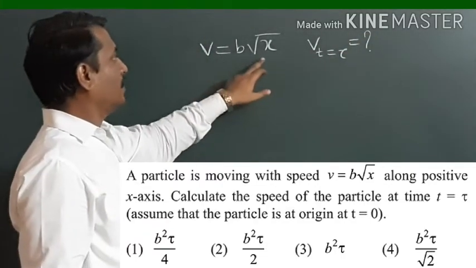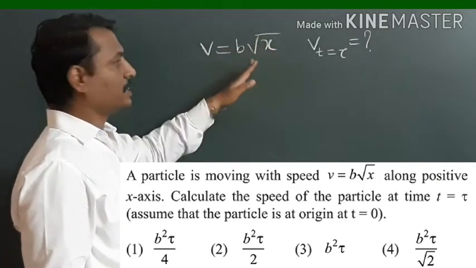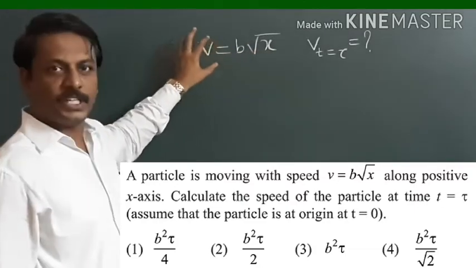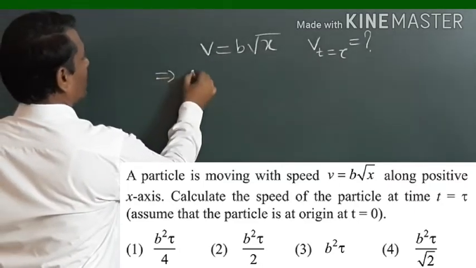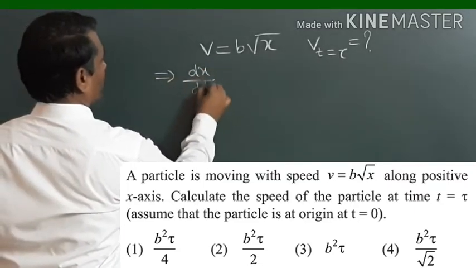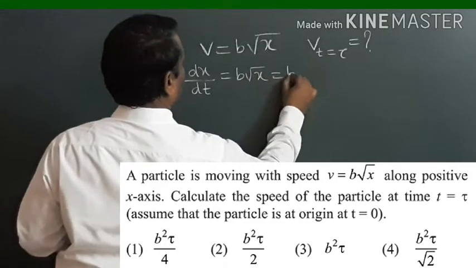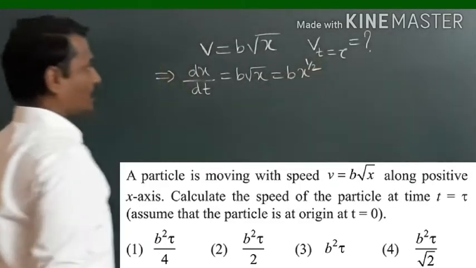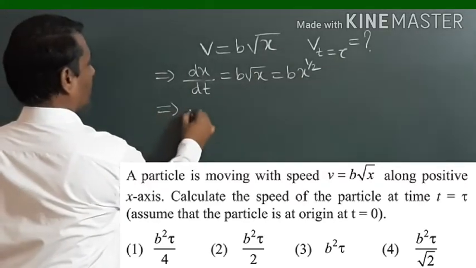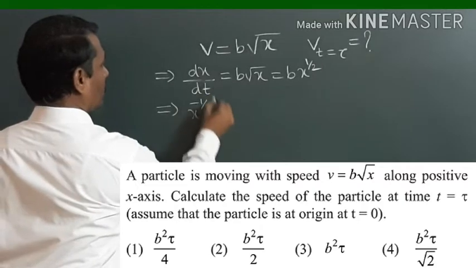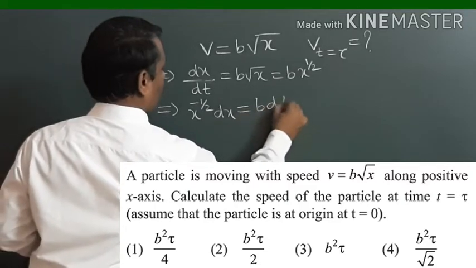See, if this expression involves t, then easily we can find velocity at t. But in the expression there is no t, right? So some modification is required for this equation. So what I do is, v can be written as dx by dt. dx by dt is equal to b root x, or you can write it as b x raised to 1 by 2. Now I will bring this x^(1/2) this side. Then it becomes x raised to minus 1 by 2, and here dx is there. I will send this dt to other side. Then it becomes b dt.